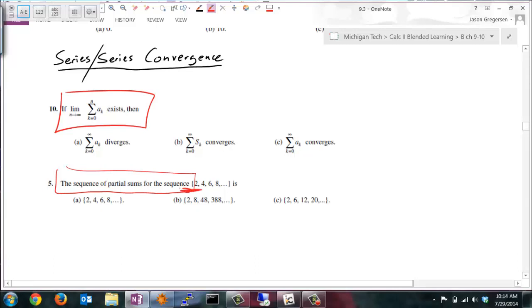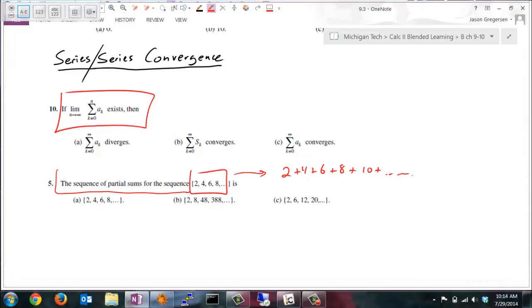So for instance, we could have a sequence here. That's a sequence, 2, 4, 6, 8, dot, dot, dot. We could have an associated series. The series would be 2 plus 4 plus 6 plus 8 plus 10 plus dot, dot, dot. Now, this might be kind of a bad example because neither of these things are going to converge.